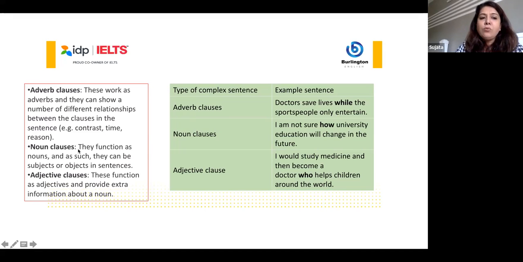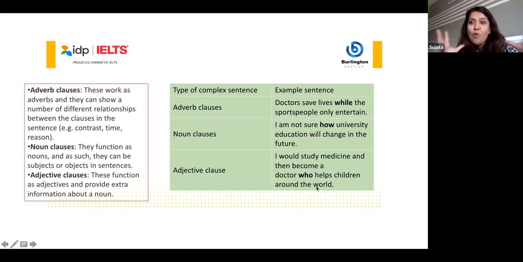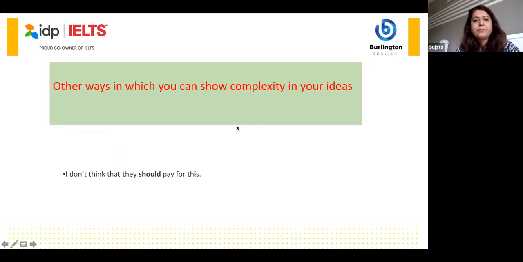Okay, a noun clause functions as a noun. And an adjective clause functions as an adjective. It provides extra information. I would study medicine and then become a doctor. Much independent, but additional information. Who helps children around the world? So see, it's become more relatable and more descriptive. So descriptive writing, writing with good grammar range, is a high-end writing piece.